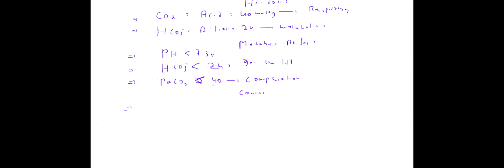So how do we calculate the anion gap? We calculate the anion gap by sodium minus chloride plus bicarb. This is how I calculate the anion gap. So what is my normal anion gap? My normal anion gap should be between 8 to 12, and we are going to calculate this here. So you know what is normal sodium? It should be 140. And what is your normal chloride? 105?